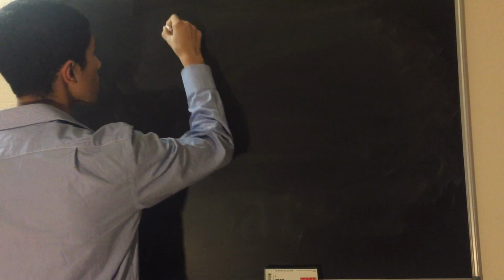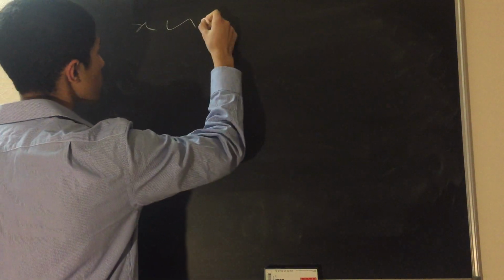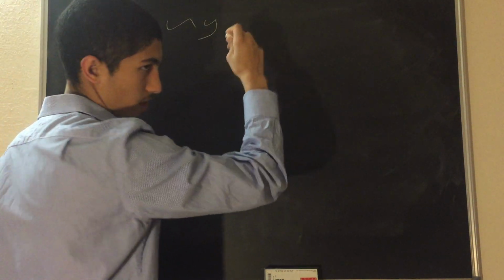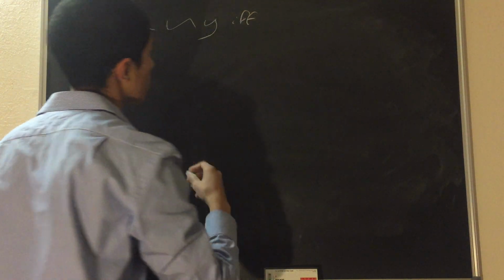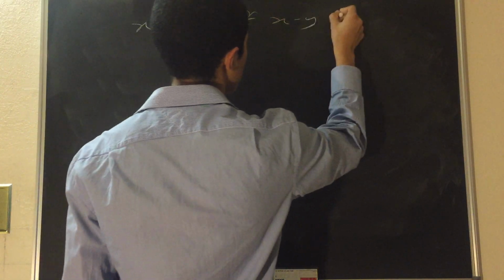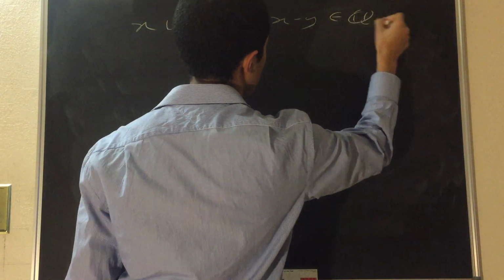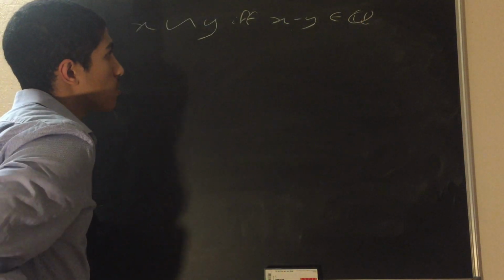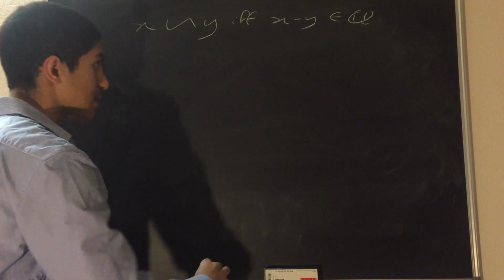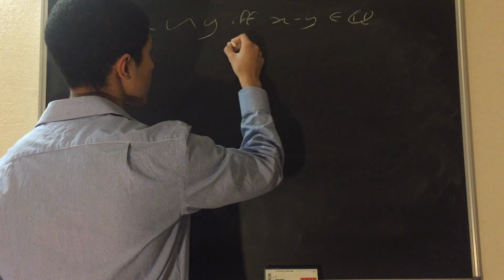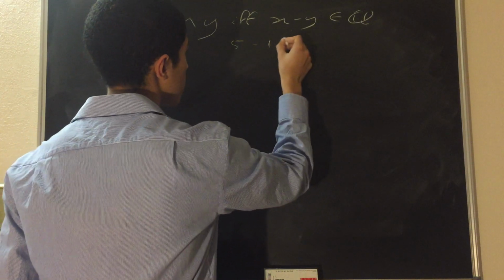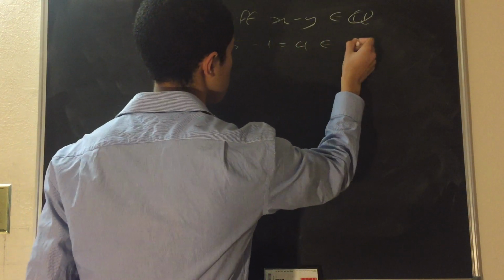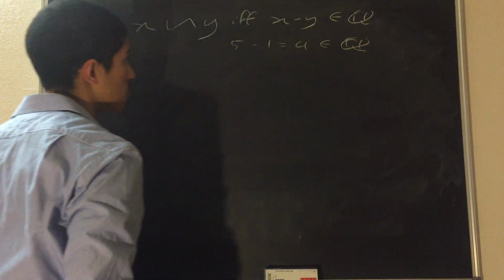So let's say that we have an equivalence relation, and we say that x is equivalent to y, not if x equals y, but x is equivalent to y if and only if x minus y is rational. So let's take some examples. Let's say that x is equal to 5 and that y is equal to 1. Then 5 minus 1 is equal to 4, which is most definitely a rational number.